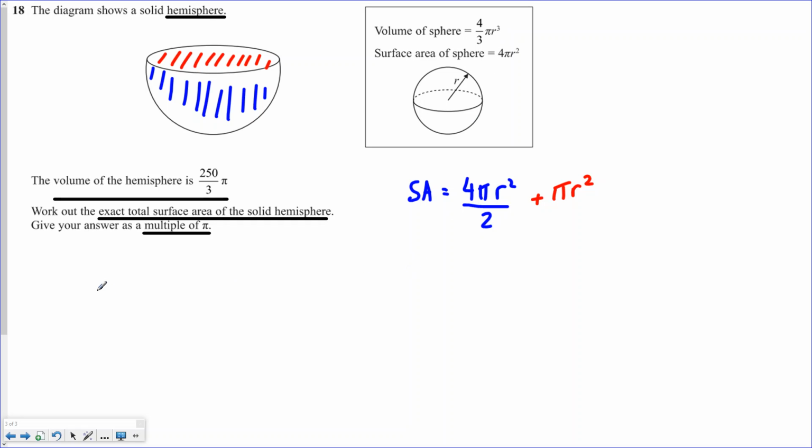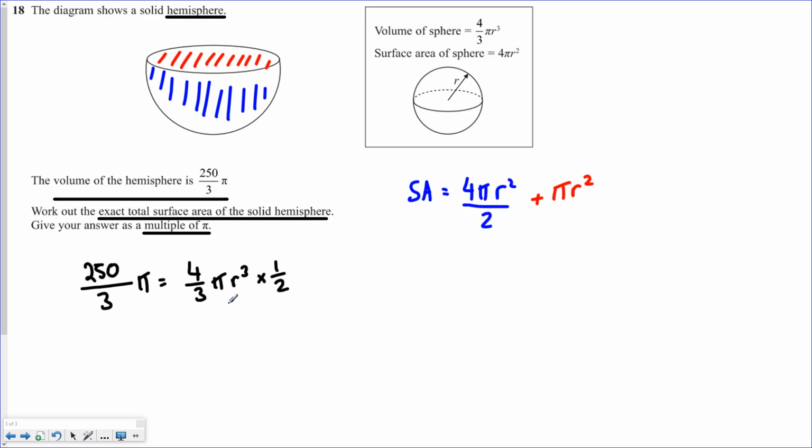So let's do some working out over here. So we have 250 over 3 pi. I'm going to do some substitution. So I'm going to replace the volume with this volume of the hemisphere. Now remember, this is half of a sphere, so that means that 4 over 3 pi r cubed times a half, or you can divide it by 2. These two sides will be equal. Remember to divide it by 2 or times it by half here, because we're working with half of a sphere.